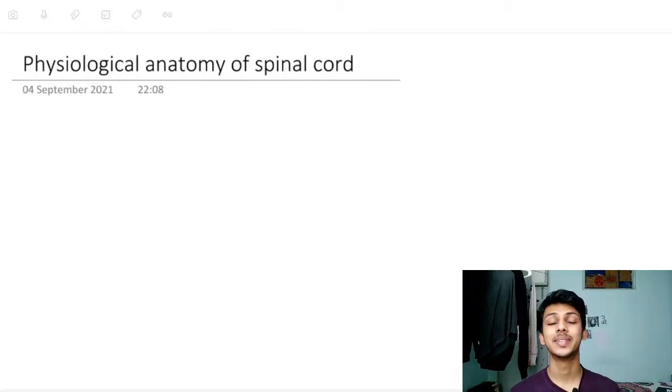This is Ulas. Today we'll be starting the physiology of the central nervous system, and we'll be beginning with the first chapter, that is the physiological anatomy of the spinal cord.